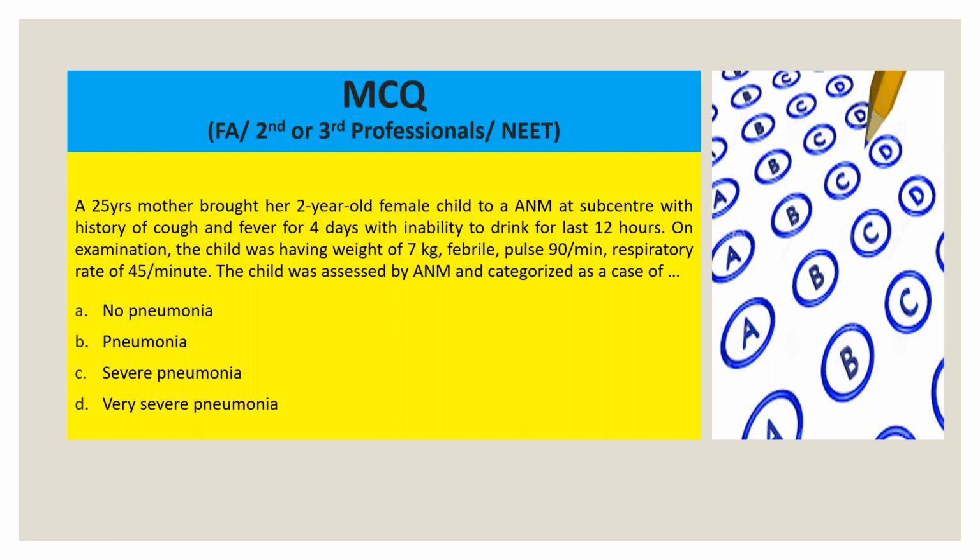On examination, the child weighed 7 kg. The child was febrile, pulse was 90 beats per minute, respiratory rate was 45 breaths per minute. The child was assessed by the ANM and categorized as a case of: A, no pneumonia; B, pneumonia; C, severe pneumonia; and D, very severe pneumonia. So this was a new task, and all of us are aware that making scenario-based questions is a new beginning in this CBME. In line with that, I would like to share my reflection while preparing this task.